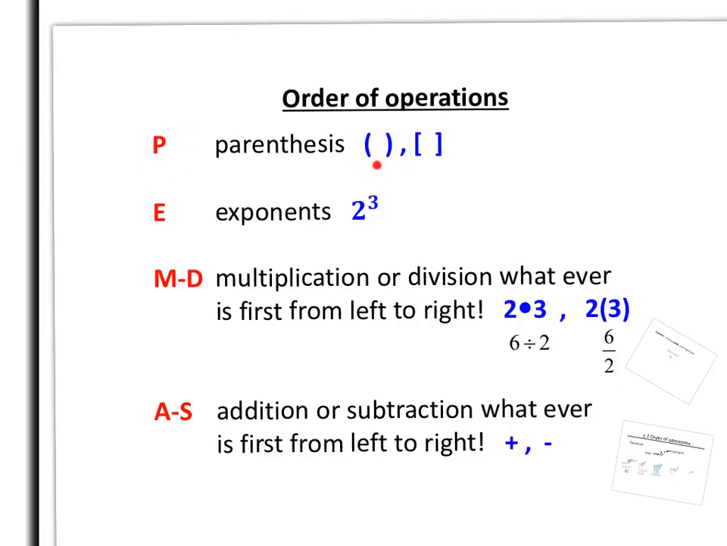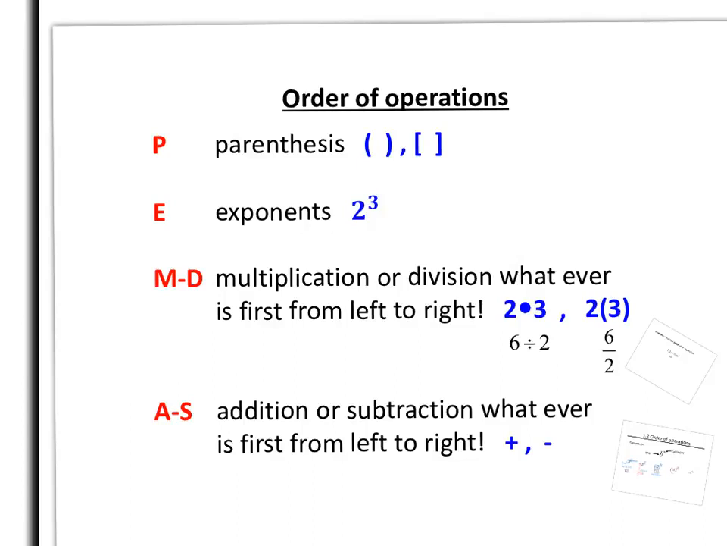Parentheses, you already know what they look like, but you also might have this type of parentheses. They have a different name, but they kind of look like a square. They're called brackets. So brackets and parentheses are the same thing. Some teachers say groups. What's inside of the parentheses is a group. Same thing, and you must do what's inside of the parentheses first. So if you have to add inside the parentheses, you add; if you have to multiply, you multiply.